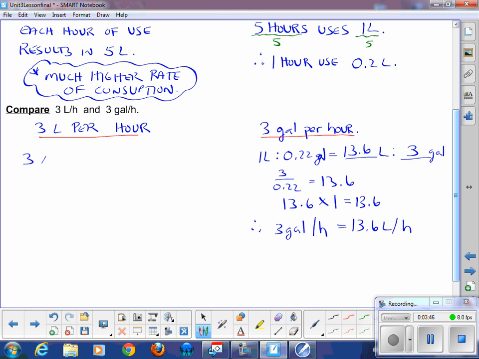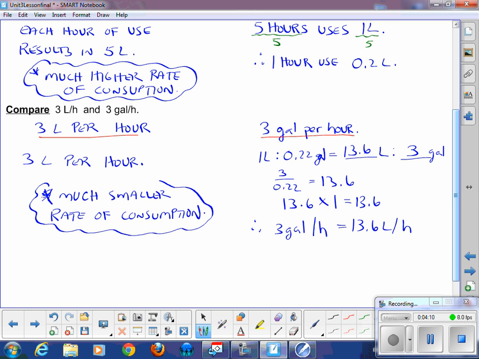So if this one is 3 liters per hour, then this one is a much smaller rate of consumption. In order to compare units of measure, you have to make sure you're in the same units to make that comparison legitimate and possible. So keep that in mind.